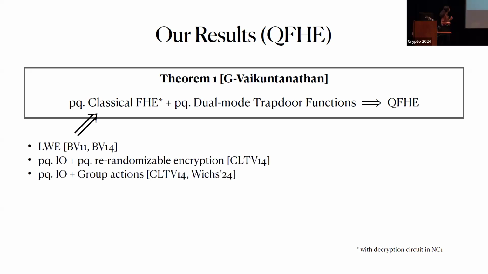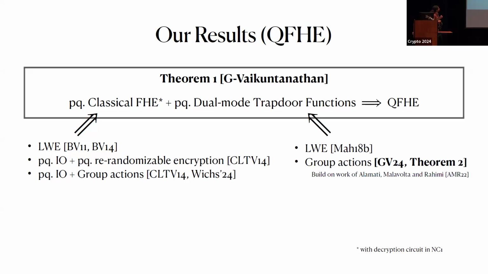So for example, we know how to construct classical FHE from LWE, but we also know how to get it from post-quantum IO and re-randomizable encryption. By an observation of Wicks, we can get re-randomizable encryption from these so-called group action-based assumptions. And I won't get into more details about this, but it's a framework for thinking about computational assumptions related to elliptic curve isogenies, which are also believed to be post-quantum secure.